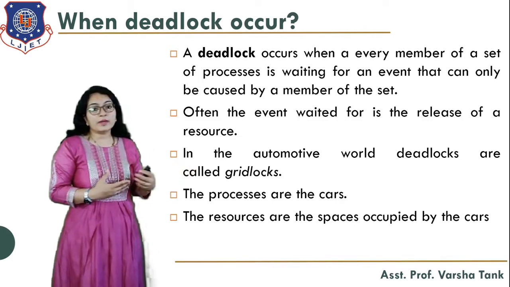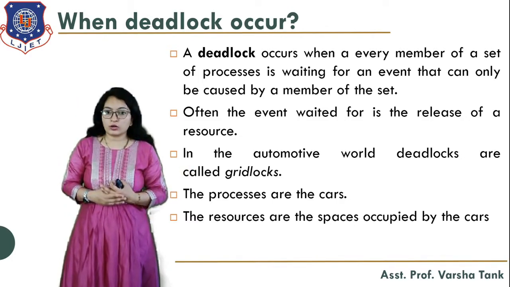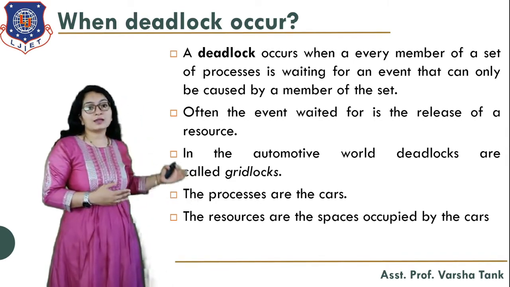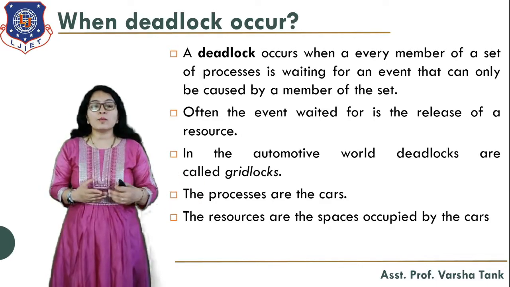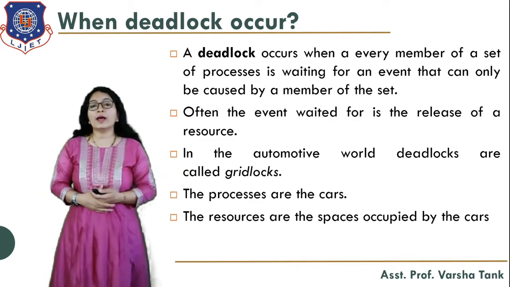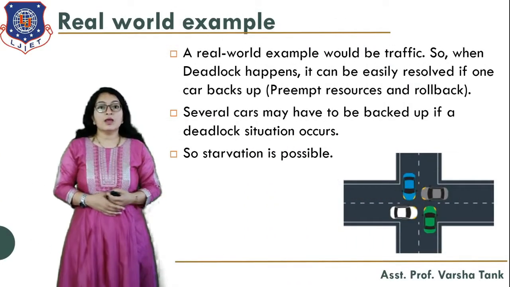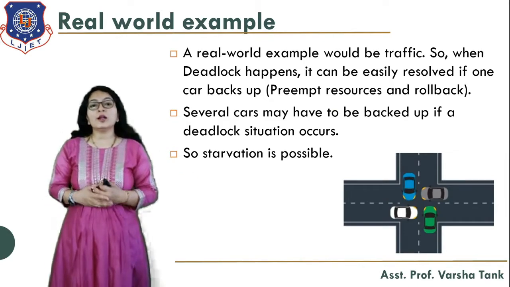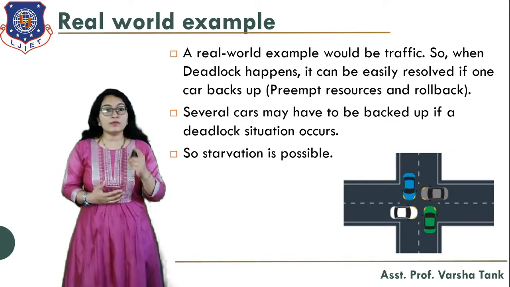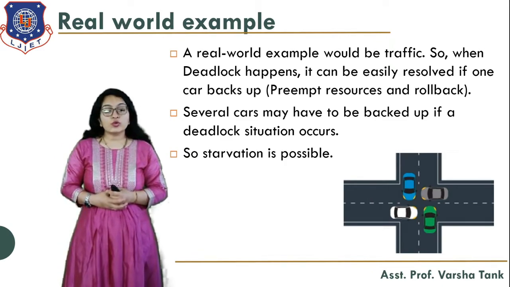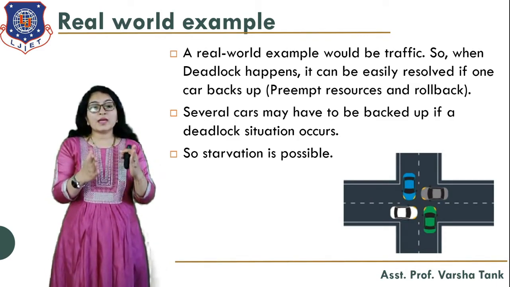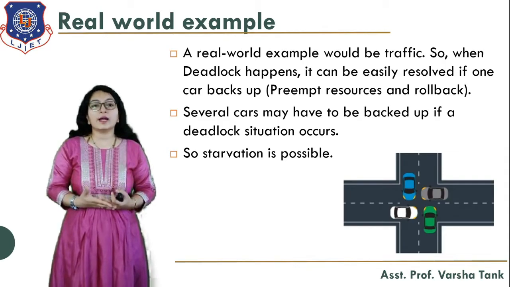In the automotive world, we can say deadlock is called gridlock. For example, the processes are the cars, and the resources are the space occupied by those cars. In this real-world example, the deadlock would be the traffic. When the deadlock happens, it can be easily resolved if one car backs up. But if no car backs up, the deadlock will remain as it is, and we are not able to solve it.